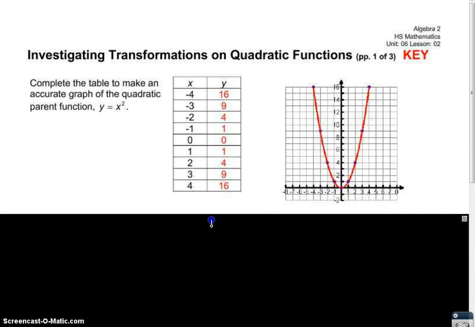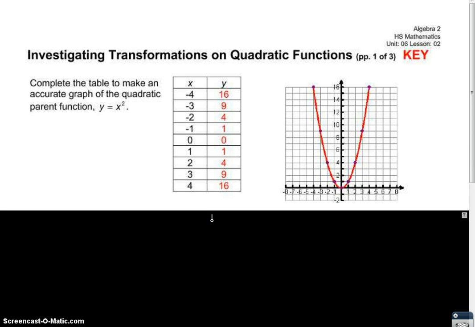Today we're going to be talking about investigating transformations on quadratic functions. If I look at the first part of my notes, it says complete the table to make an accurate graph of the quadratic parent function. Y'all should know the quadratic parent function is y equals x squared. So I want y'all to copy down the table and plot the points in order to graph the quadratic parent function.